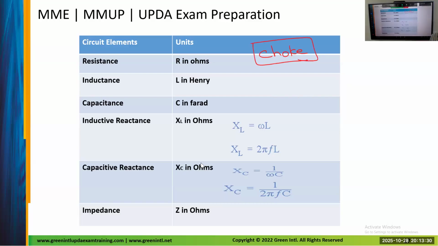We know the word choke or ballast. What is the meaning of choke or ballast? Just a copper winding. In the tube light, nowadays we are using an electronic ballast. In earlier days, in the tube light we had a choke, or we call it a ballast. The ballast is nothing but is made up of copper coil. So the coil has resistance and inductance.